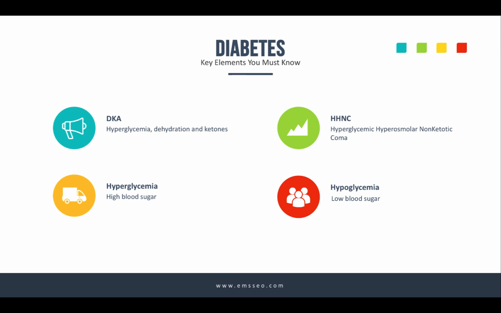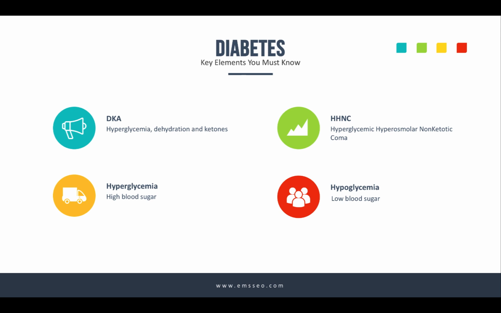Now, guys, HHNC, right? That hyperglycemic, hyperosmolar, non-ketonic coma. Now, depending on who you talk to, sometimes it could be HHNK, and they leave the coma out of it. Sometimes it's HHNS, and the coma is replaced with syndrome, depending upon what book you read, okay? But pretty much it all means the same thing. That's where the blood sugar is elevated, but there's no acidosis present, okay?